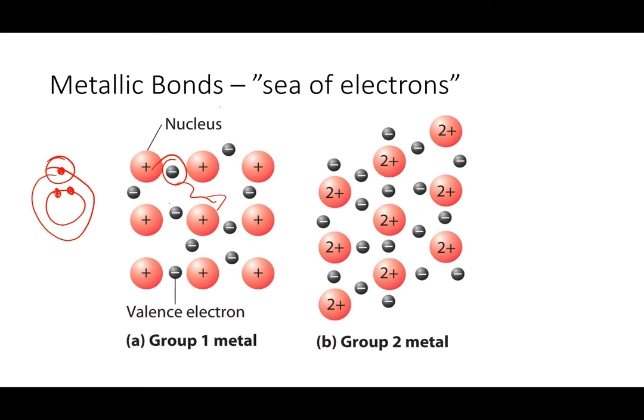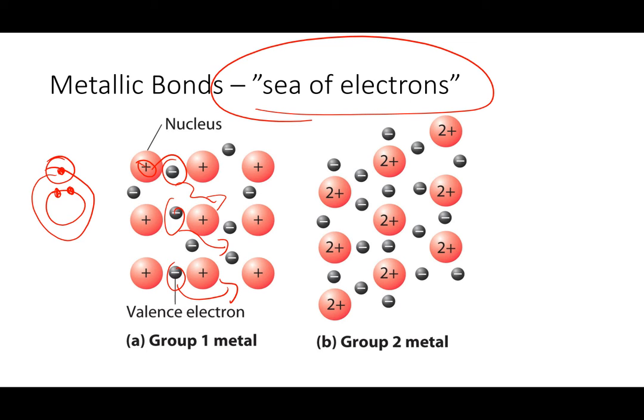moves around to another nucleus, it will have a full outer shell and a positive charge. So that is why it doesn't mind letting go of its one valence electron. That is why its one valence electron is free to move around. Because if it does, it has a full outer shell. And so you have an attraction between all of these positives and negatives with these electrons moving around. And we call that a sea of electrons.